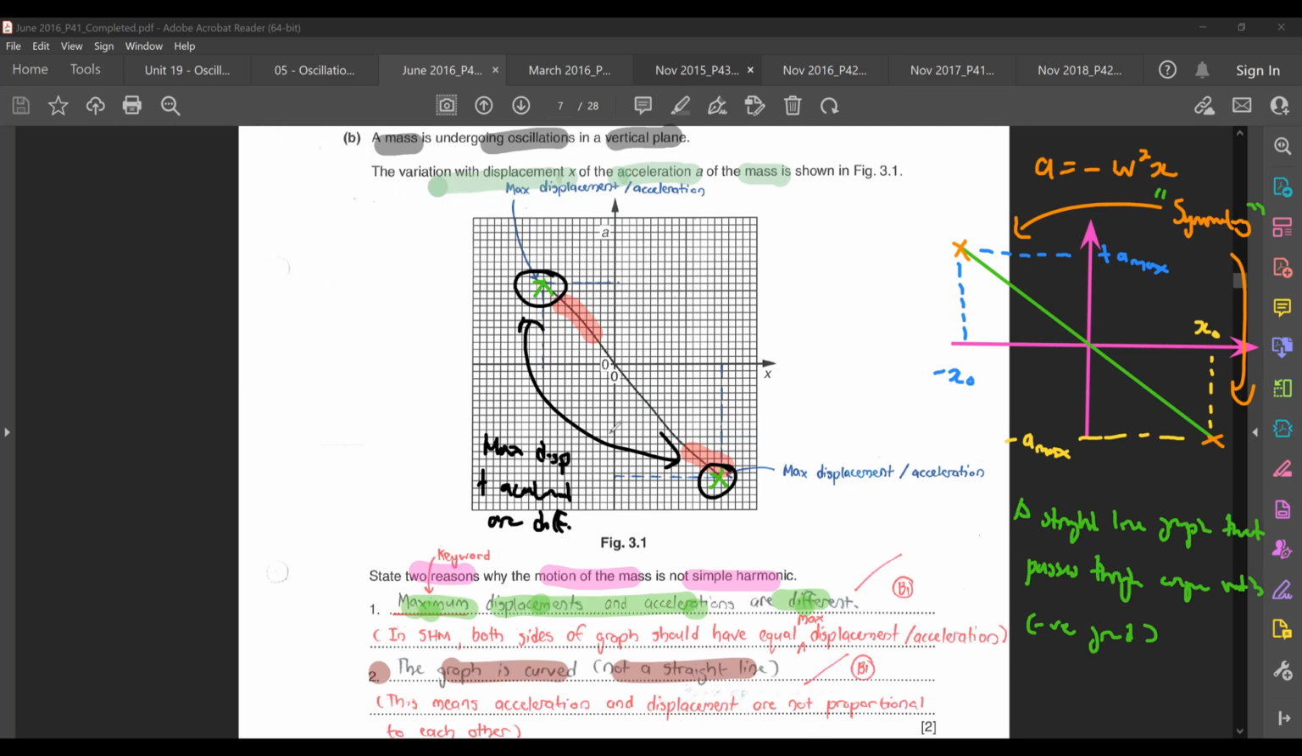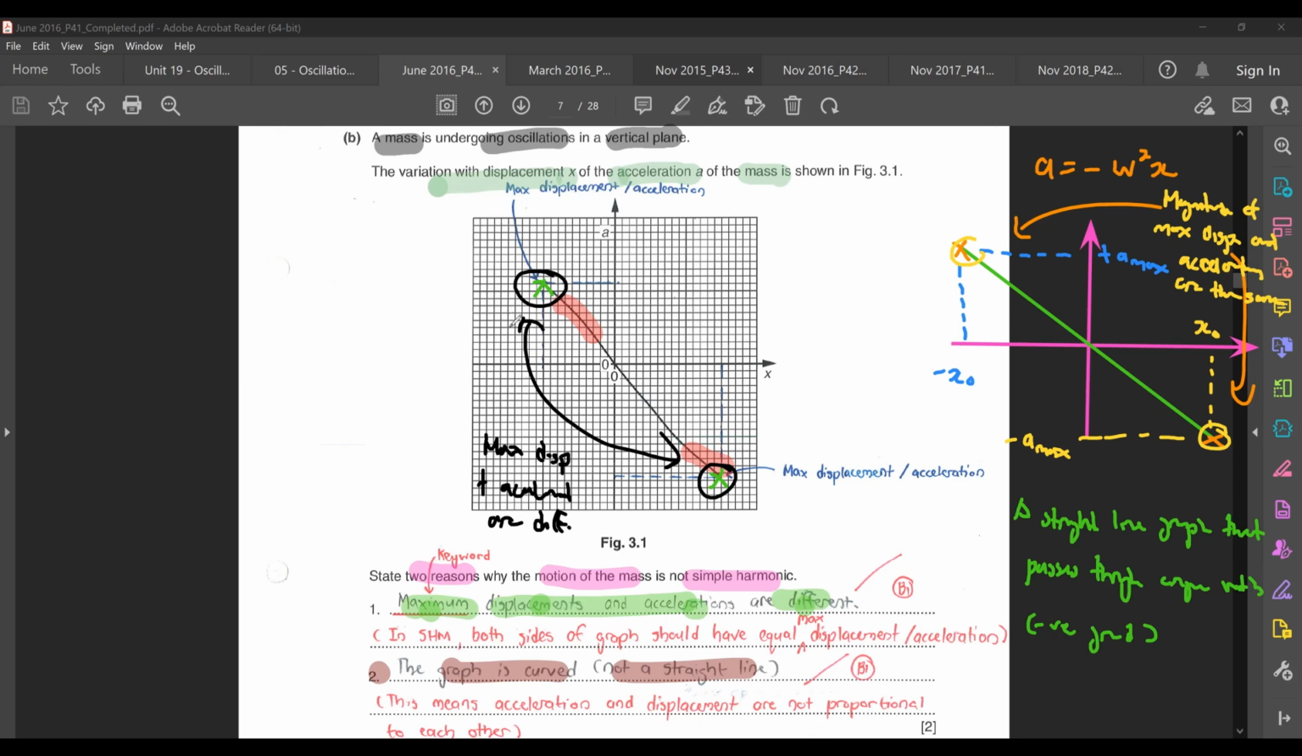Okay, so this wording is wrong. Maybe I should just write it. There's symmetry here. I think a proper wording to use would be this one: the magnitude of maximum displacement and acceleration are the same, if it's a proper simple harmonic motion graph.